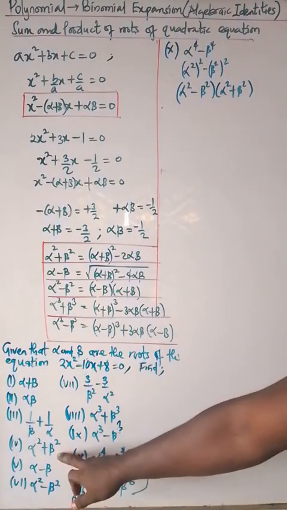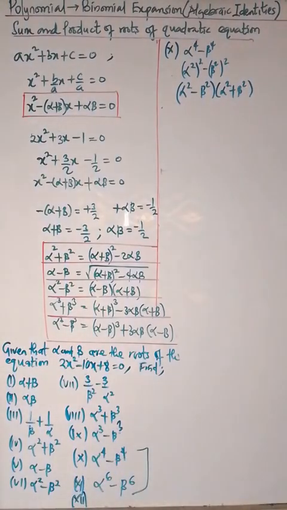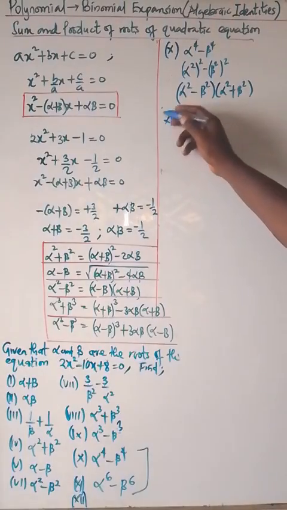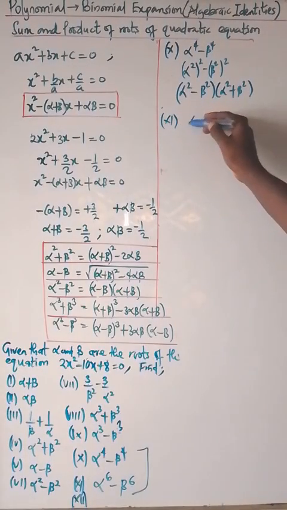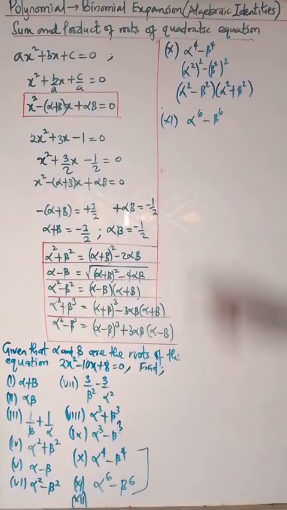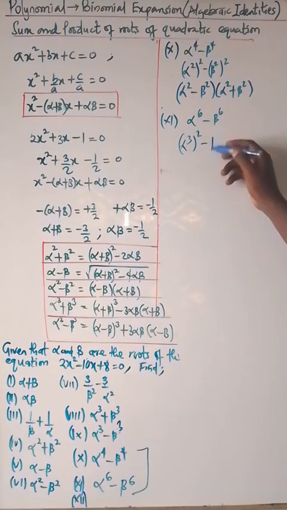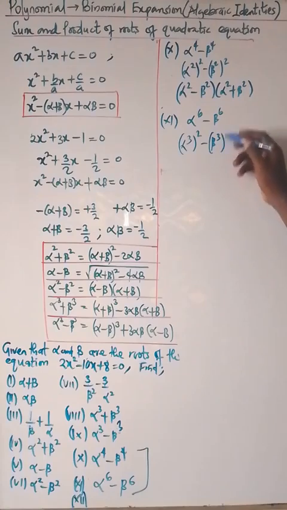So the answer we got here, and the answer we got here, we have to multiply, and that is it. xi, we have alpha raised to power 6 minus beta raised to power 6. Note, our aim is the difference of two squares. 2 has to be outside. So 6 is 3 times 2. So I can write it as what? Alpha cube all squared minus beta cube all squared.